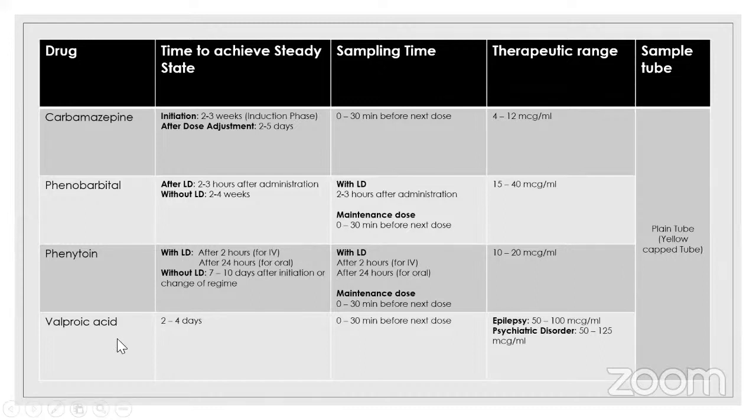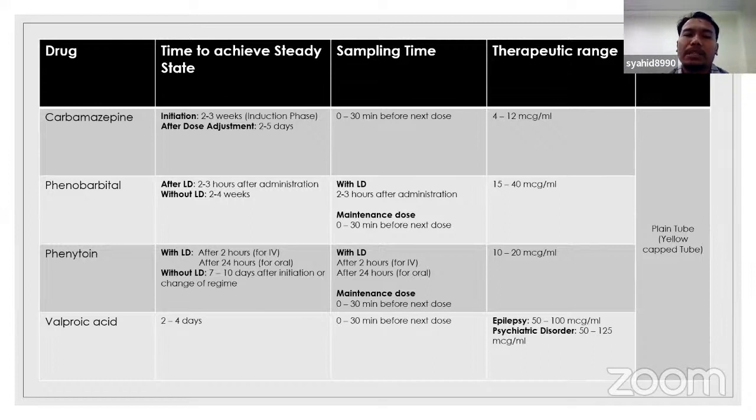Okay, I will proceed. So for valproic acid, time to achieve steady state is 2 to 4 days after starting the dose. And the sampling time, it is recommended to take pre-dose, also 0 to 30 minutes before the next dose. And the therapeutic range, based on the indication itself, for epilepsy, usually we target 50 to 100 mcg per ml. And for psychiatric disorder, we target a bit higher, which is 50 to 125 mcg per ml. For sample tube, we use the plain tube, which is a yellow cap tube.